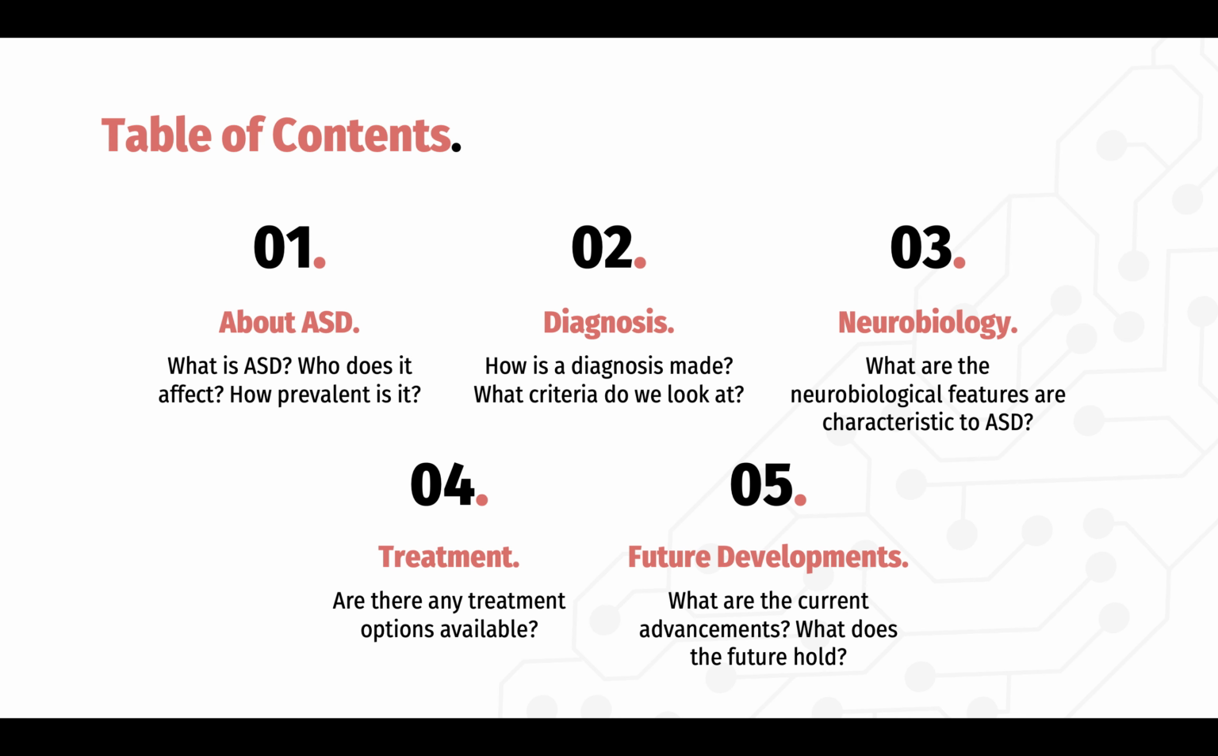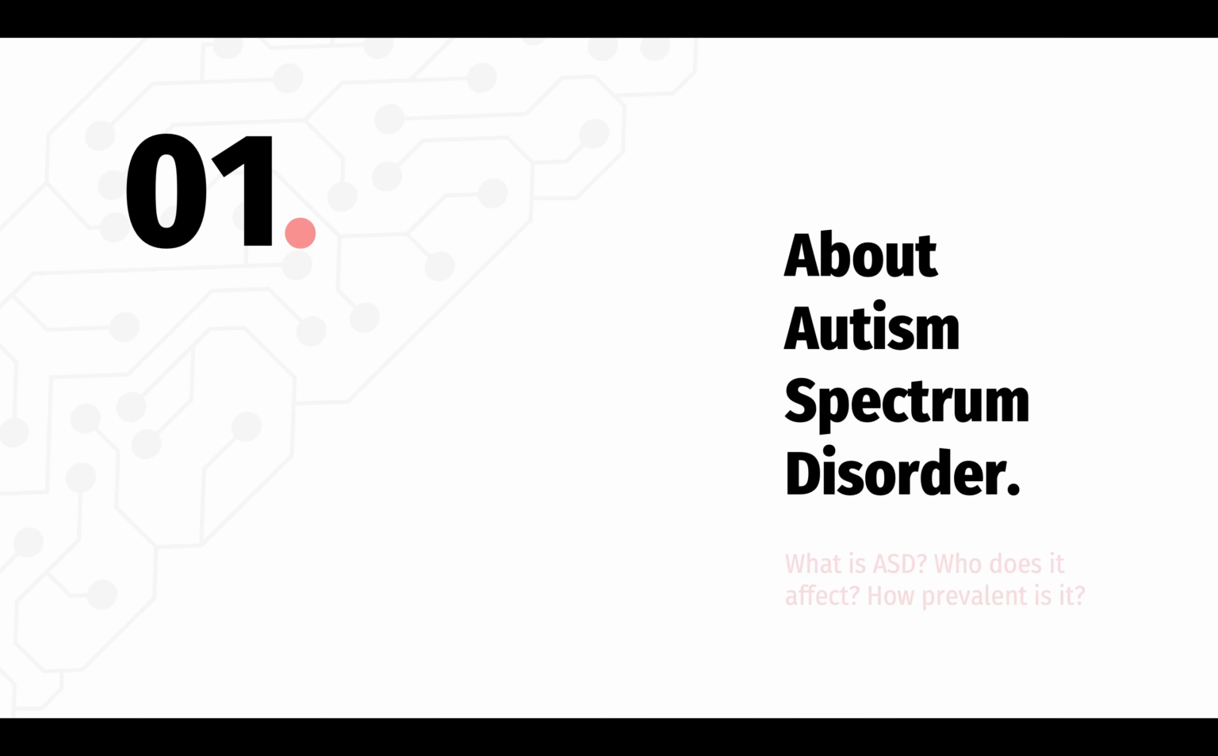This is an overview of what we're going to be touching on today. So firstly, let's talk about Autism Spectrum Disorder more generally. What is it, who does it affect, and how prevalent is it?